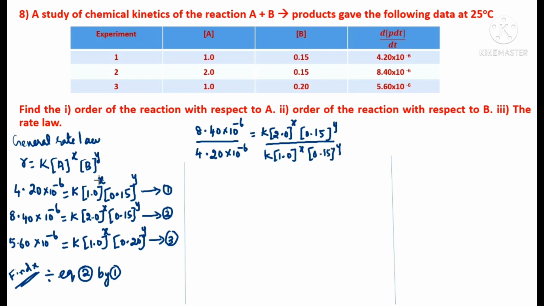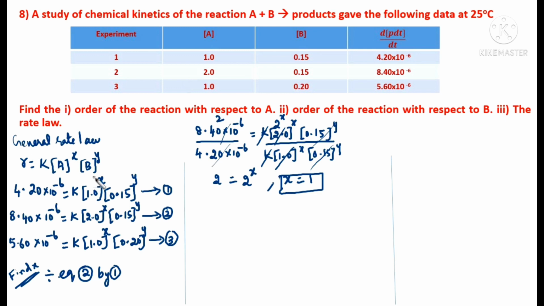Now we can simplify this. When you are cancelling this, this becomes 2, is it not? And now when you are cancelling this, this becomes 2. This also gets cancelled, this also gets cancelled. So 2 power x, that means 2 is equal to 2 power x. That means x is equal to 1. So the x value we have found out is 1.